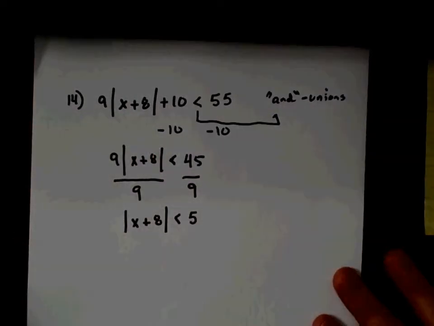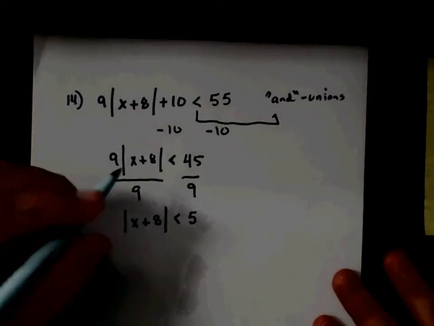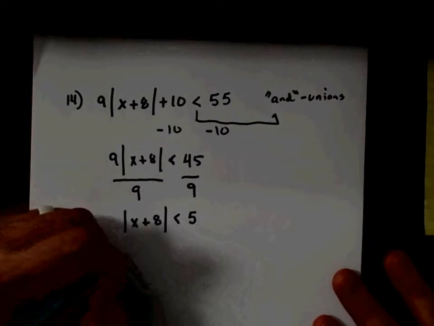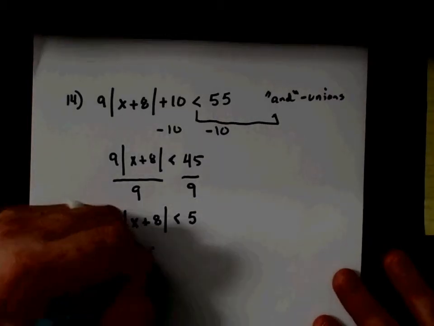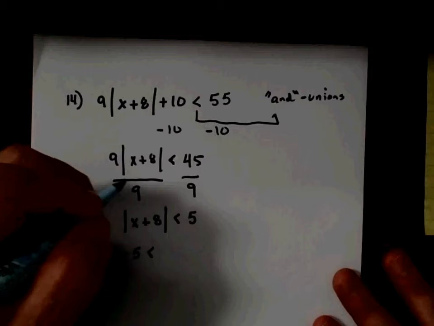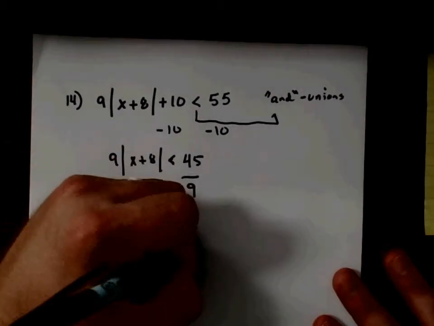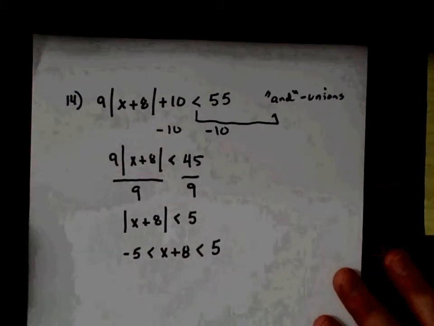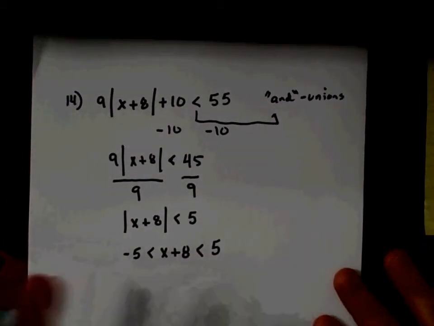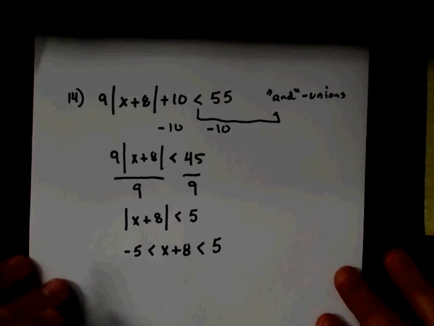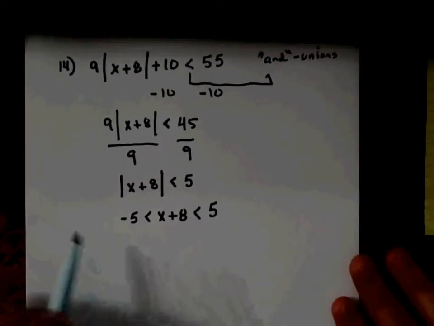Okay? And since this is an and, I can write this as a union. And the way that I can write it as a union is I can lose the absolute value by finding the negative 5 that is going to be less than x plus 8, and that being less than 5. So it's going to fit in between there. That's what it looks like for a union. Now, yes, I have to solve both of them because there's two signs.